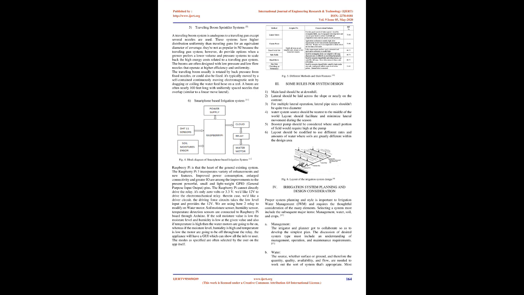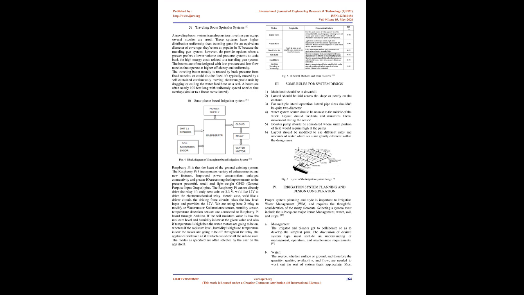The booms are often designed with low pressure and low flow nozzles that operate at higher efficiency and uniformity. The traveling boom usually is rotated by back pressure from fixed nozzles, or could also be fixed. It's typically moved by a self-contained continuously moving electromagnetic unit by dragging or coiling the water feed hose on a reel. A boom can be nearly 100 feet long with uniformly spaced nozzles that overlap, similar to a linear move lateral.